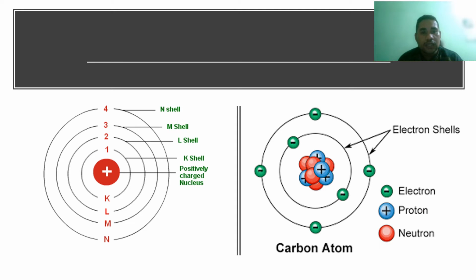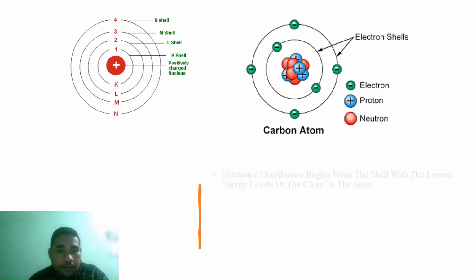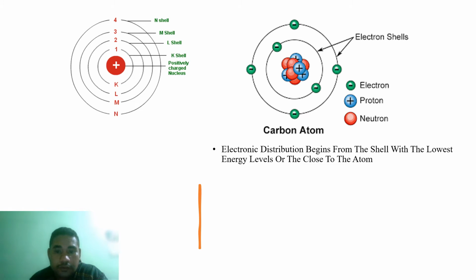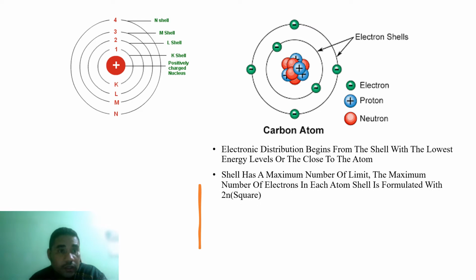Then how do the electrons spread in every shell? Is the number of electrons in each shell the same? In the electron distribution, or electron configuration, there are rules, like the rules when using a motor vehicle. Electron distribution begins from the shell with the lowest energy level, or the closest to the atom.